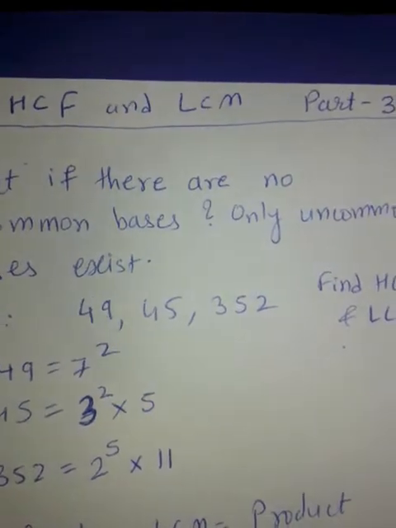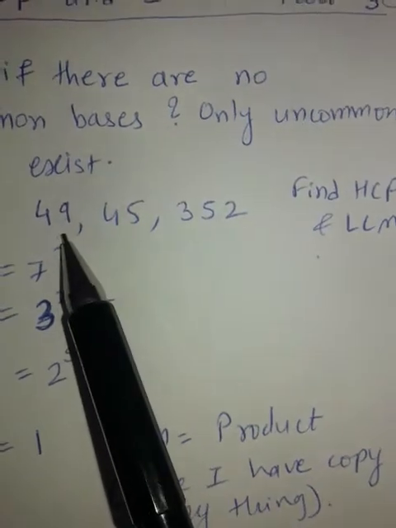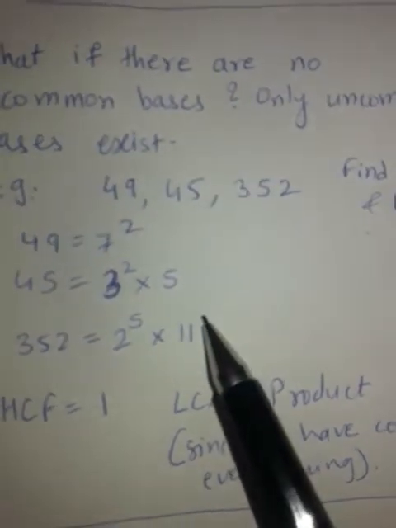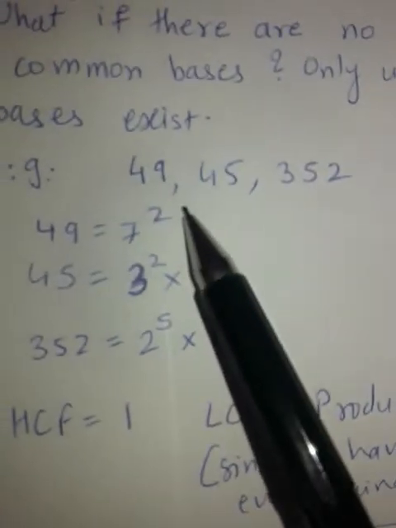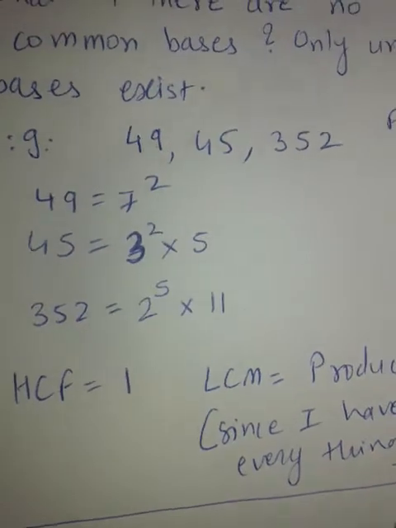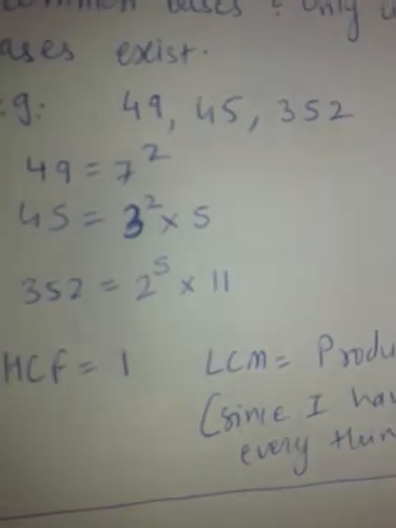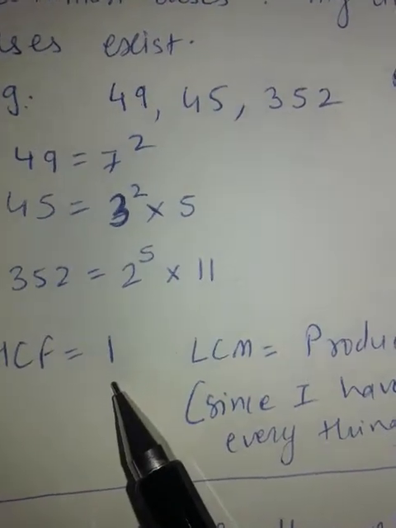So let's begin. Now I am asked to find HCF and LCM of 49, 45 and 352. When I factorized, what I found is there is no common base. 2 is here, 2 is not here. 3 is here, but it is not here. 5 is here, but not here, not here. 11, not here, not here. So there is no common base. For HCF, what do we require? We require to copy the common bases to all 3 and then raise them to the highest power. But since there is no common base, our HCF is 1.